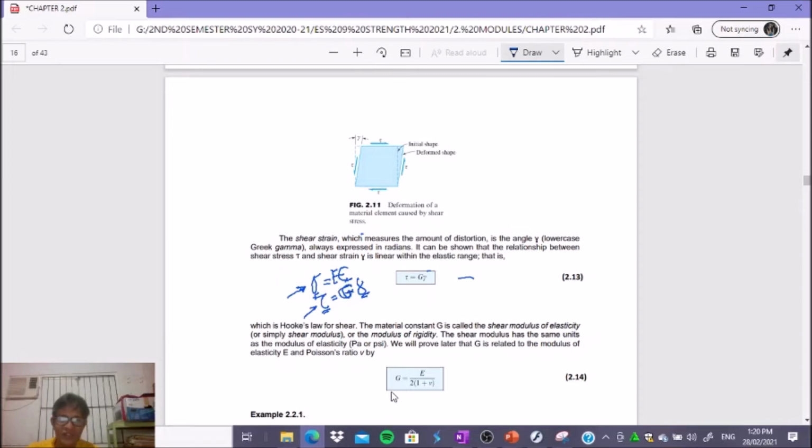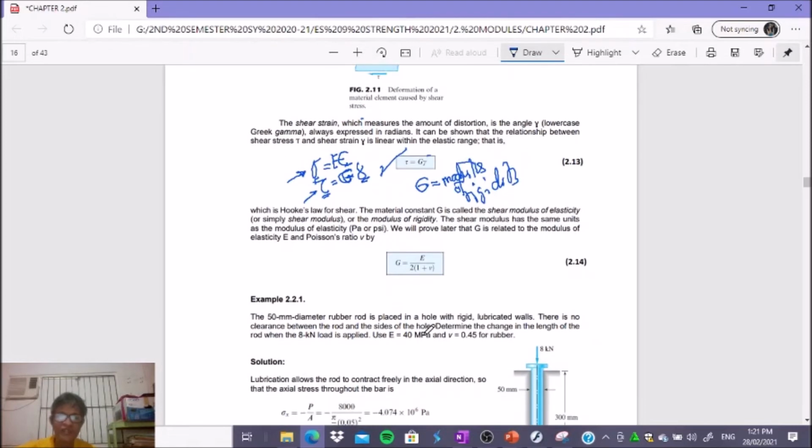Ano ngayon yung G? Ang tawag sa G is modulus of rigidity. Okay. So, that is modulus of rigidity. And yung hinahanap ko kanina pala na relation between modulus of rigidity and E and yung Poisson's ratio, ito yan. Huwag niyo kalimutan ito. That is G is equal to E over 2 times 1 plus v. Okay. Huwag niyong kalimutan yan.